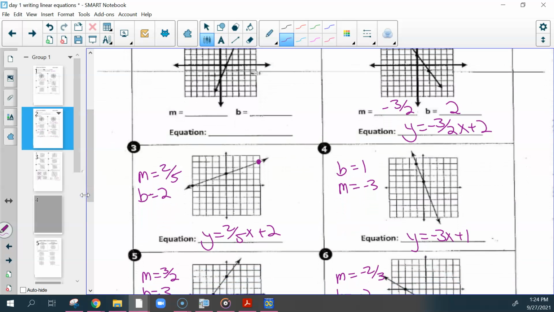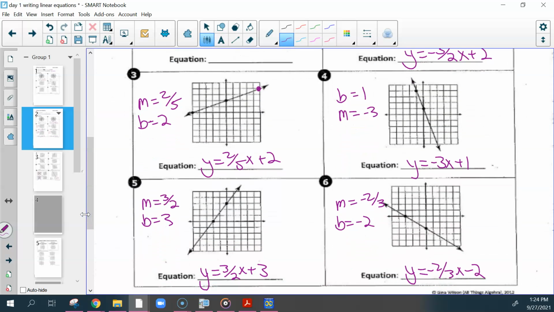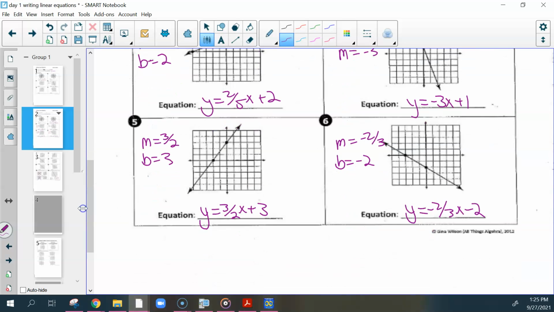3, 2/5 x plus 2. 4, -3x plus 1. 5, 3/2 x plus 3. 6, -2/3 x minus 2. Yes. I think I got it nice and tight.